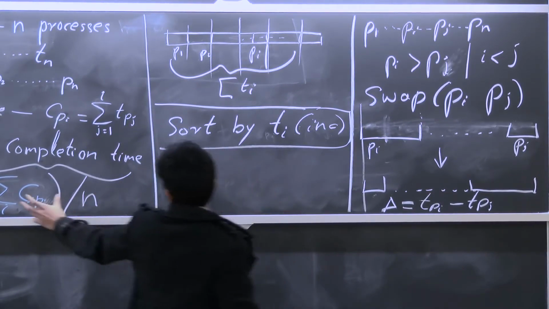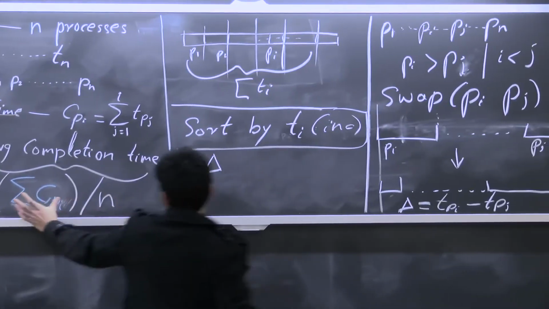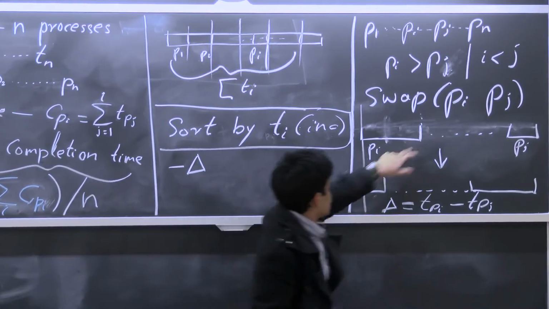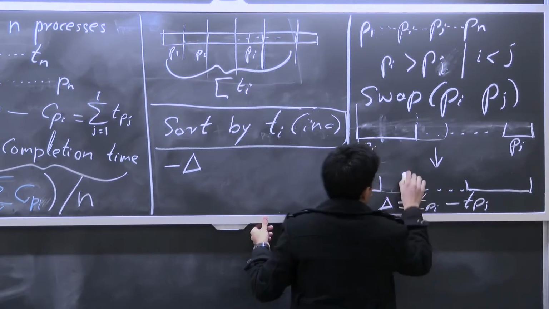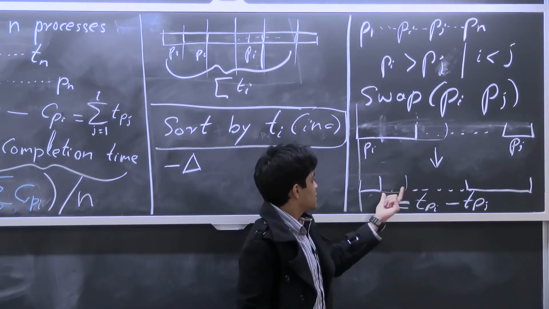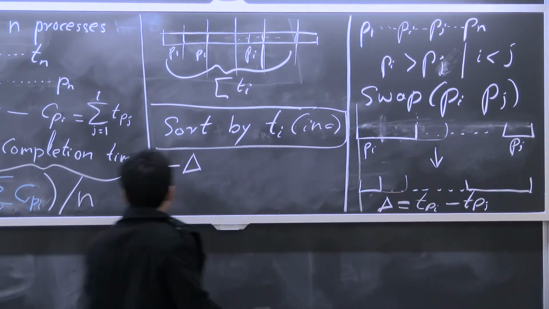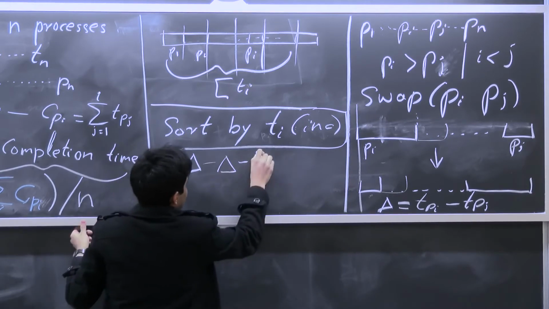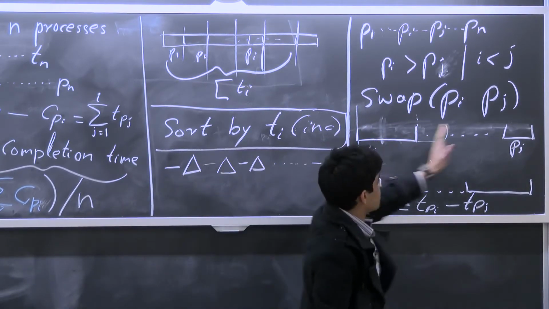This is just a summation of completion time. This divided by n is a constant, so you just want to minimize this. So first this one goes down by minus delta. Let's look at the next process. The next process is something like this. Again, these are not changed. You're only swapping these two. So this completion time also goes down by minus delta, and so on and so forth. So you just get a bunch of minus deltas, equal to however many processes you have.